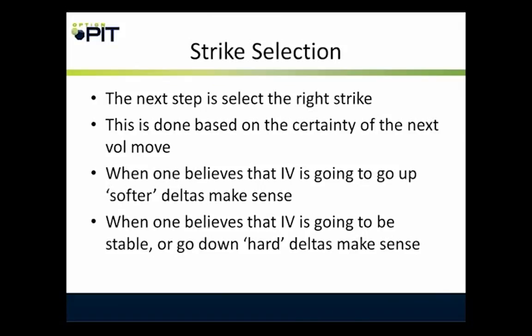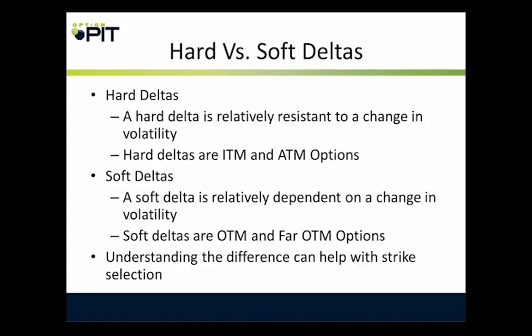And why? Because a soft delta has sensitivity to implied volatility. You buy those out of the money calls or out of the money puts, they're very price sensitive to implied volatility. So yeah, soft deltas are out of the money and far out of the money. Hard deltas are in the money and at the money.